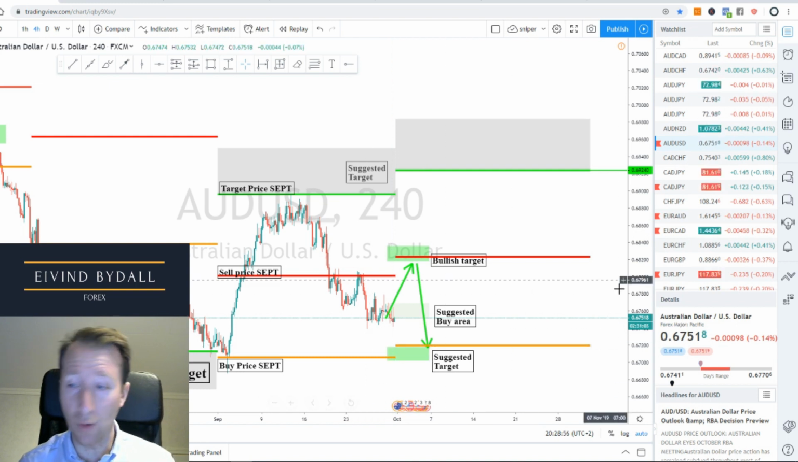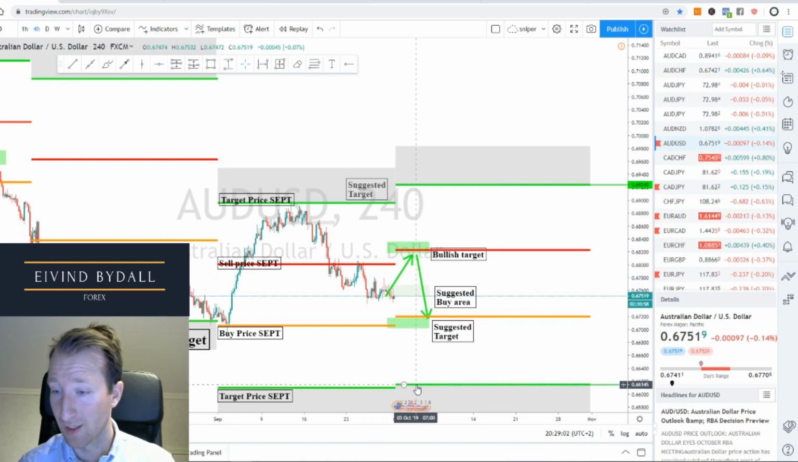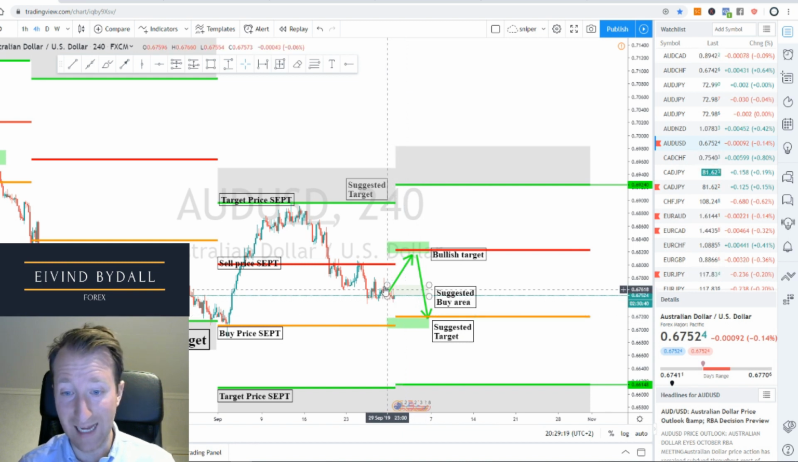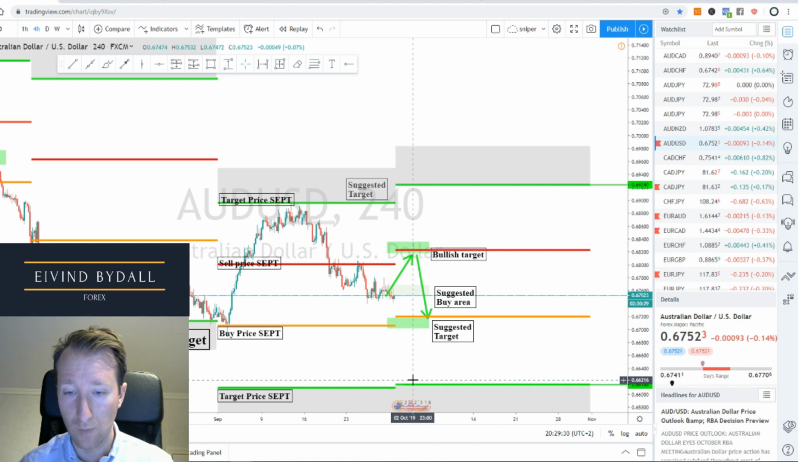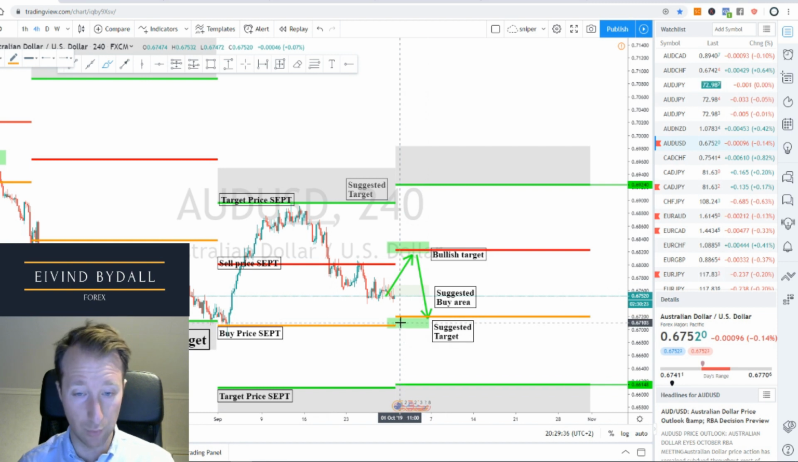So where is it going to fall? Well, the monthly target is 66.200 or 66.20. But also the monthly price is 67.20 to buy from. As a buyer, you have two options. You can buy from 67.200 or from 66.200. So what do you do? You look for a reversal. You always want a reversal.